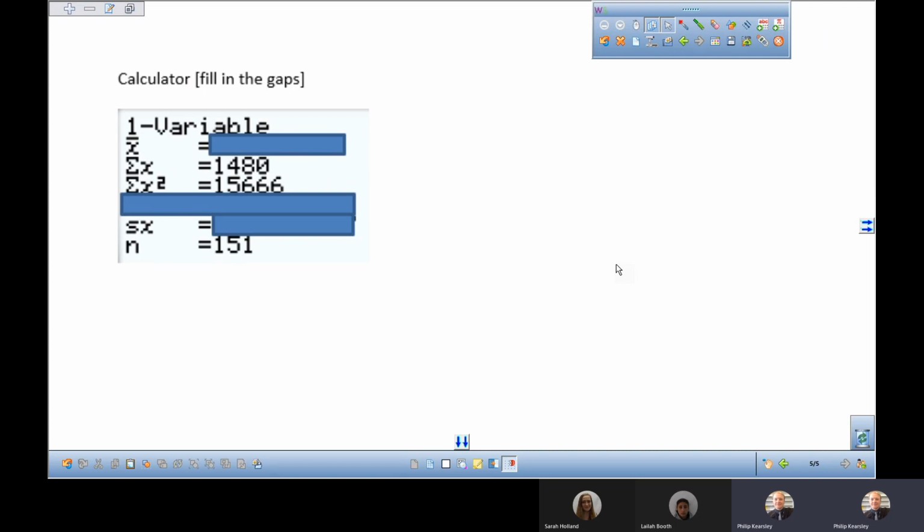Right, there's your first question. Okay? So, what is x bar and what is s? This is what my calculator screen looked like after I typed in a big data set. Notice the sample size is 151. Given that sigma x is 1480 and sigma x squared, which your calculator also gives you, is 15,666. What are the missing blanks? What is x bar and what is s?